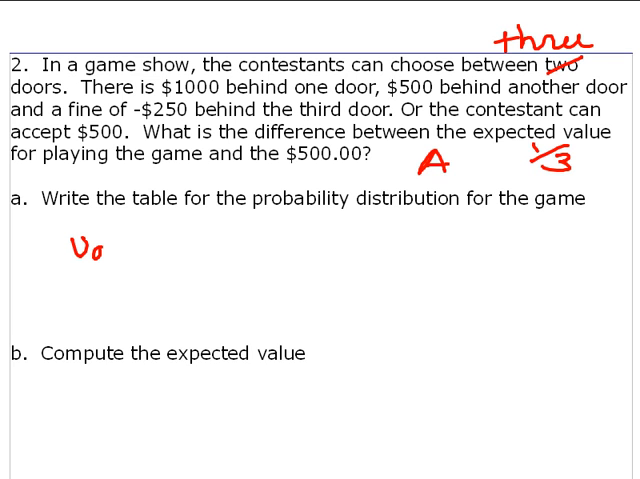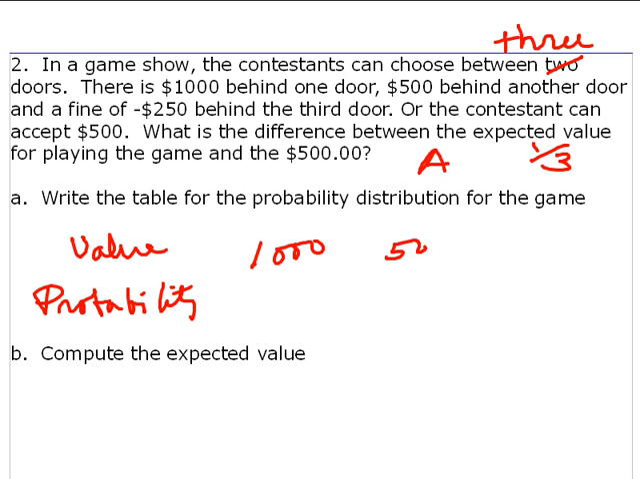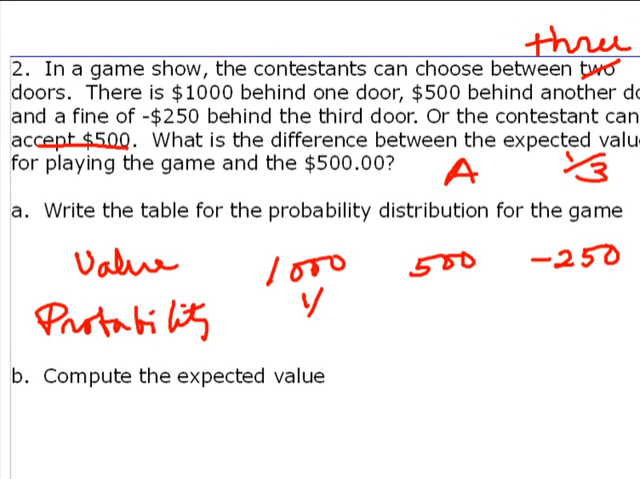So here's my value. Here's the probability. We'll go here just like in that other table. So you could get $1,000, $500, or a fine of minus $250. The $500 isn't part of the game. What's the probability when you pick the doors that you'll get $1,000? A third, because it's 1 out of 3 doors.